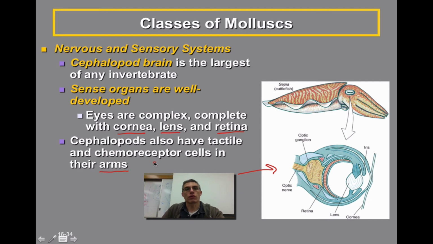Now, of course, this can be very helpful when it comes down to locating food. It can be very helpful when it comes down to maybe locating mates, and also definitely helpful when it comes to defending themselves. So again, the nervous system and the sensory system in cephalopods is very, very well structured, very, very complex, pretty advanced for this group of animals.